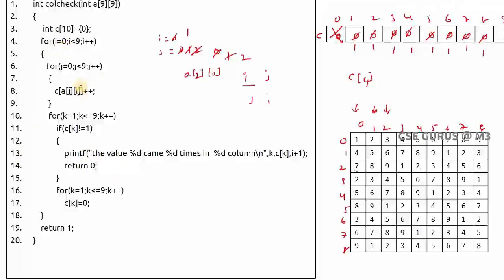After completion of the for loop, that means after successful execution, if it never goes to return 0, then I can say that yes, all columns are satisfying our constraints of Sudoku. Now all the loops successfully executed, after that it comes to return 1. That means column check equals 1 means yes, it is satisfying all column constraints.